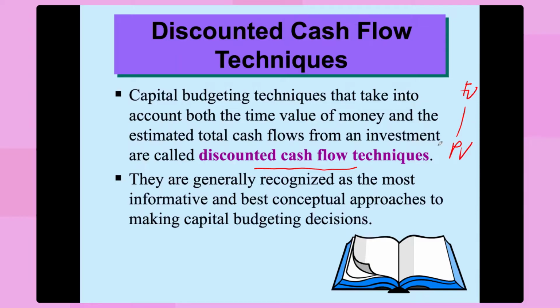This is different from compounding. Compounding is going from present value to future value. This one is more on discounting, meaning you will compute the present value of the future value. Take note also that in capital budgeting, NPV is recognized as the most informative and the best conceptual approach to making capital investment decisions.